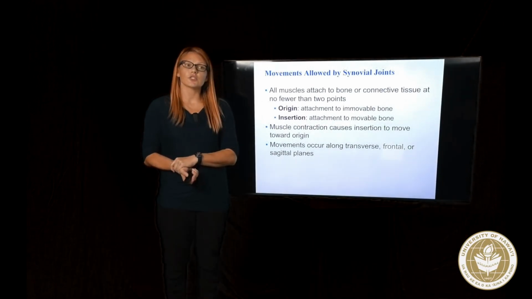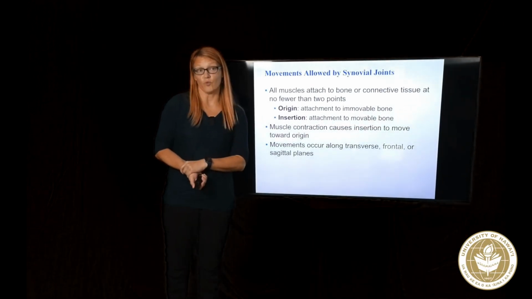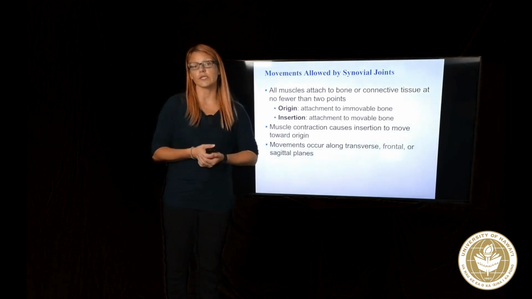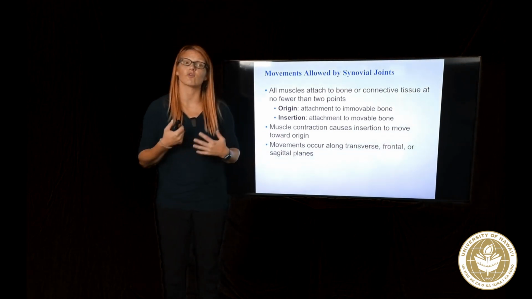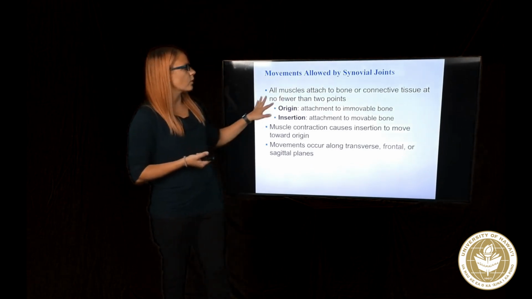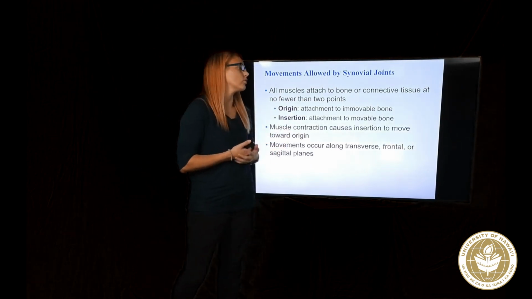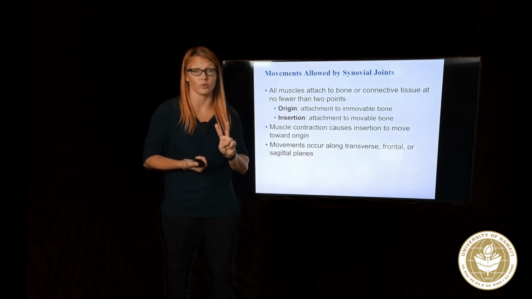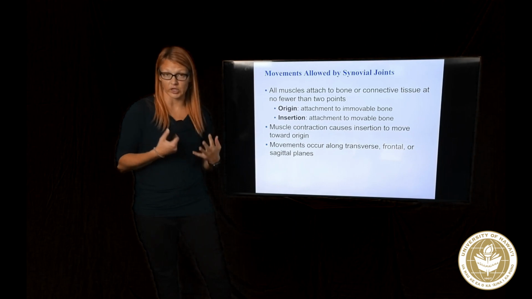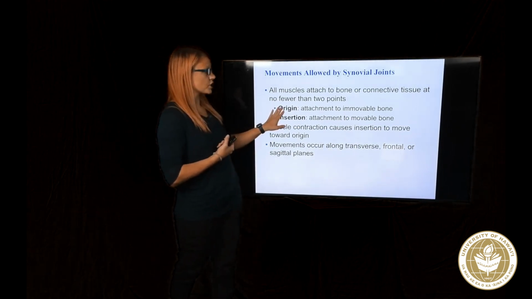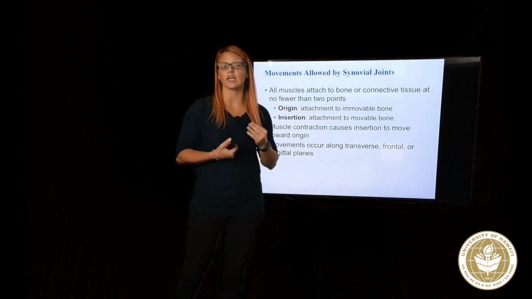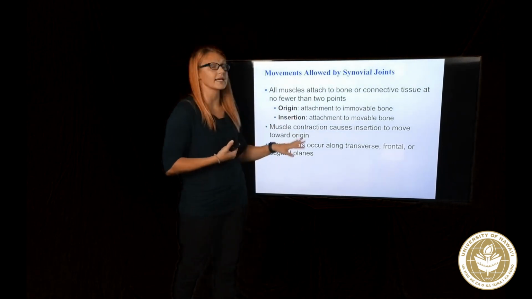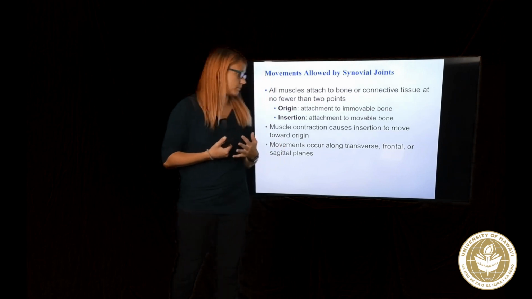Next, we're going to move on to looking a little more at the movements of these synovial joints, because again, all of these synovial joints are going to be diarthrosis, so they'll be freely movable. All muscles are going to attach to bone or connective tissue at no fewer than 2 points. They're going to have at least 2. And those 2 points, you've probably heard them mentioned before. You have your origin, the attachment to the immovable bone, and your insertion, the attachment to the movable bone.